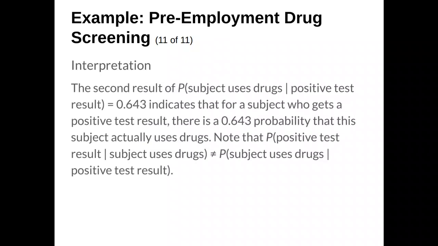But what the second one is saying is that if we're going to say the employer has somebody who has a positive test result, that means the probability that they use drugs is only 0.643. So just because they have a positive test result doesn't automatically mean they are using drugs. So kind of interesting, right? One thing that's really important to look at here is these are not equivalent. So the probability of B given A is not the same as the probability of A given B. Now, there are some rare cases where it may be equal, but it is not always true.